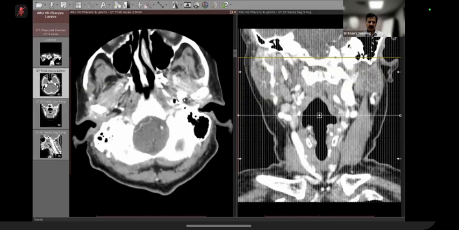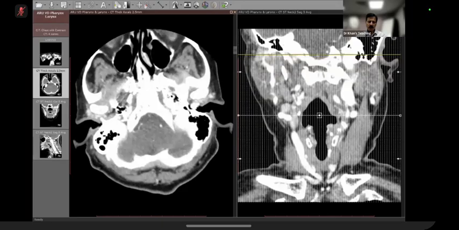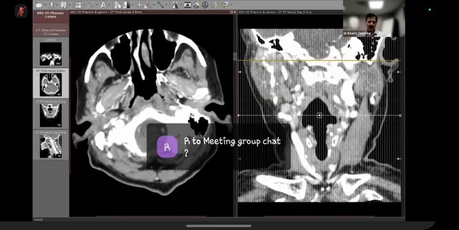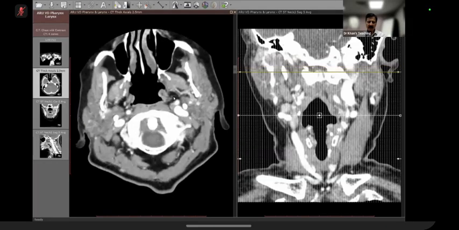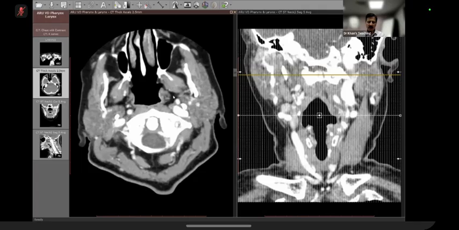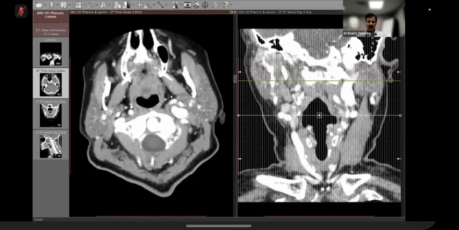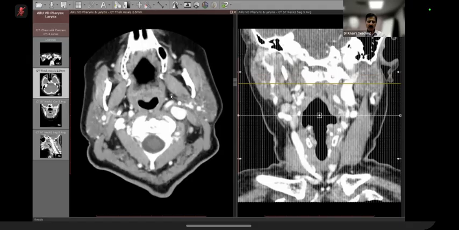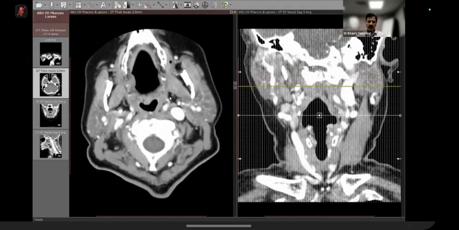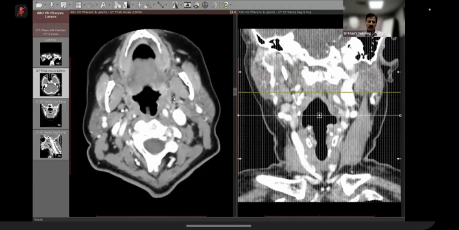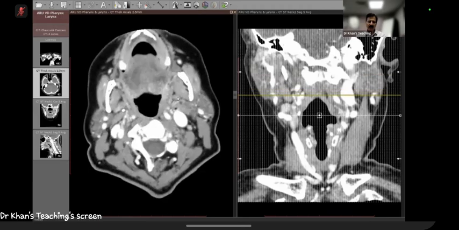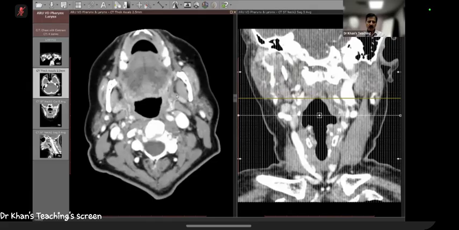So, let's trace it. Now, I have gone to the base of skull and I am coming down. We can see the nasopharynx here. You can see the fat here. And let's just concentrate on this fat. And remember, it will go till the level of the hyoid bone. And it is in continuity with the submandibular space. So here it becomes very attenuated. Then we lose it actually.